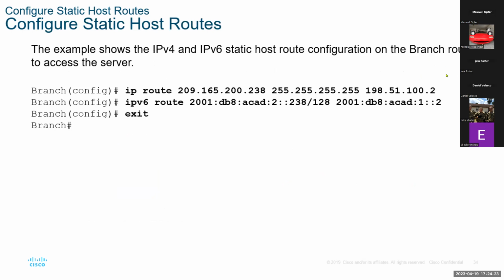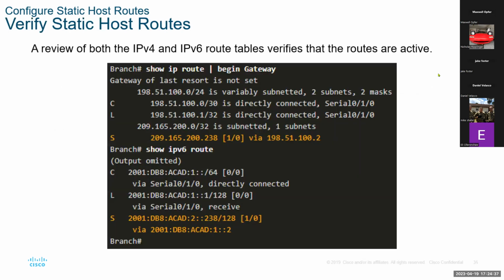The example shows the IPv4 and IPv6 static host route configuration on the branch router to access the server. And as you can see, IPv4 on top, IPv6 on bottom. A review of both IPv4 and IPv6 route tables verifies that the routes are active. And you can see that they've got everything listed out there on those tables.